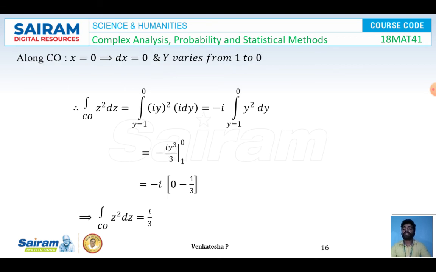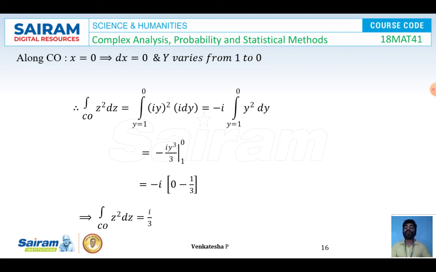Now the last region, along CO. Along CO we have x is equal to 0. It implies dx is equal to 0. Since dx is 0, we have to find only the y limit. So in this region, y varies from 1 to 0. So now the integral over the region CO, z square dz will become the integral y from 1 to 0, (iy) whole square into i dy. So it will become minus i, because i square is minus 1, with the integral y from 1 to 0 y square dy. After integration, I got minus i into y cube by 3, with the limit 1 to 0. For the upper limit it is 0, for the lower limit it is 1 by 3. So I got minus i into (0 minus 1 by 3). So the integral over the region CO z square dz will be equal to i by 3.